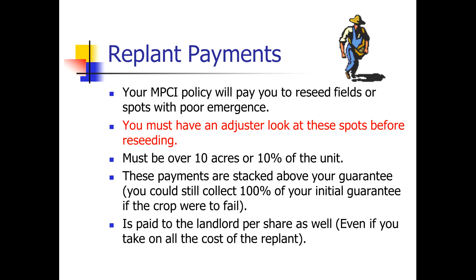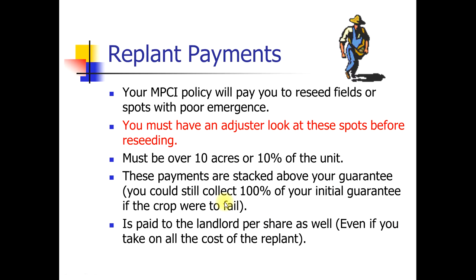It actually would stack on top, and it's paid per acre. So the whole unit doesn't have to fall into this scenario. If you had 40 acres out of a 400-acre unit that just did not emerge and you wanted to reseed it, they would pay you the, let's say, $30 an acre on the 40 acres. And it's paid to the landlord per share as well. So that's one place where we have a problem.